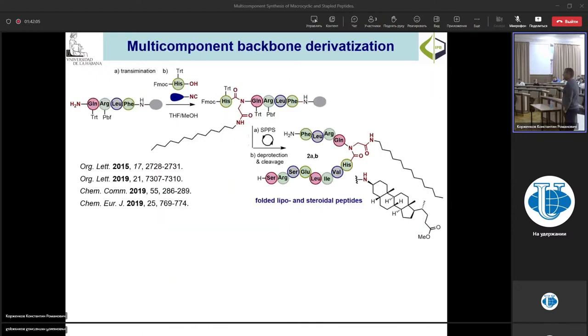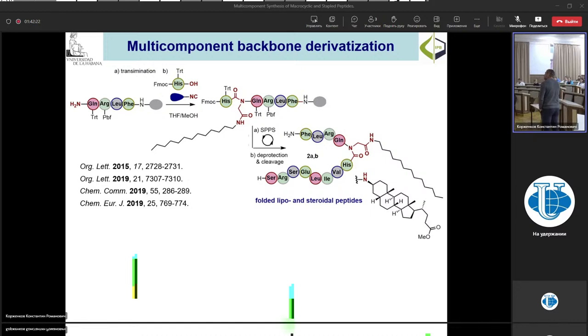Because most important is that we prove, and these are all the articles here, that we can grow the peptide and do an intermediate Ugi reaction introducing this Fmoc amino acid with the protected side chain and then continue growing the peptide.